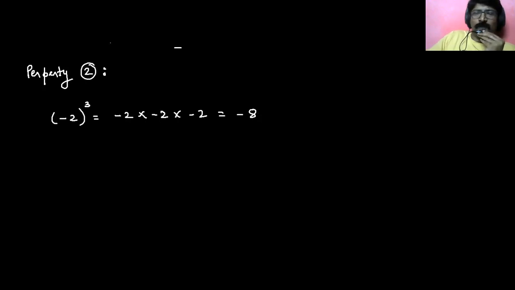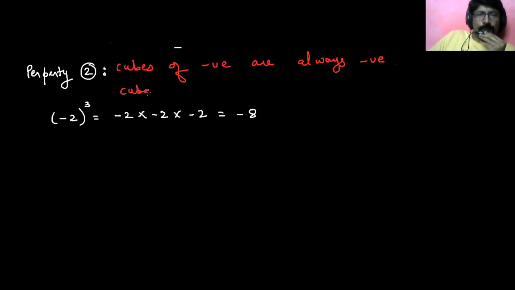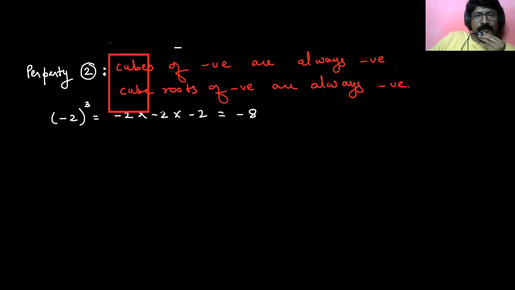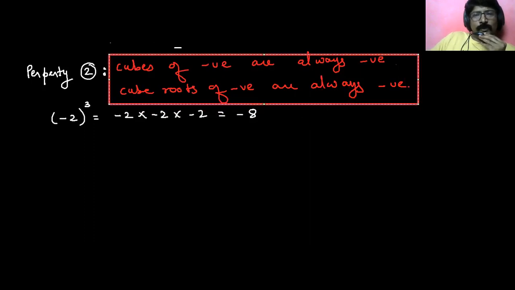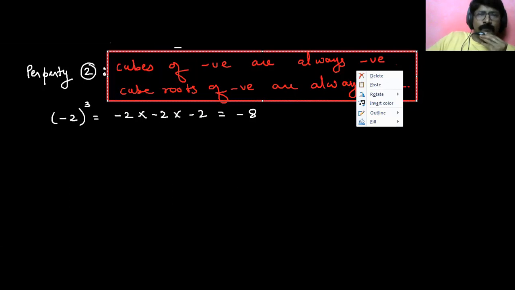So that's a simple property. By the way, these are very simple things. Cubes of negatives are always negative. Okay, or cube roots of negatives are always negative. You can write it down like that also. Cube roots of negatives are always negative. You understood, guys? It's really simple, super duper easy, and you can manage on your own also. It's a really simple thing, isn't it?